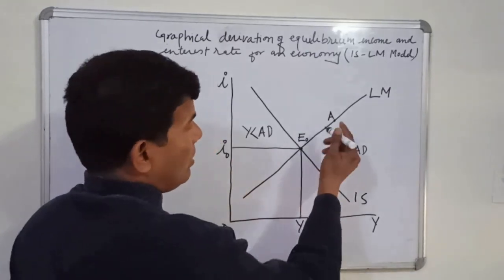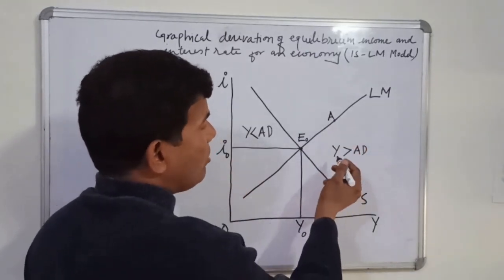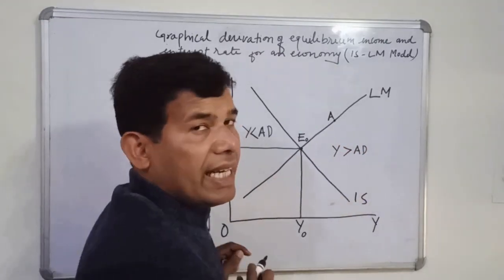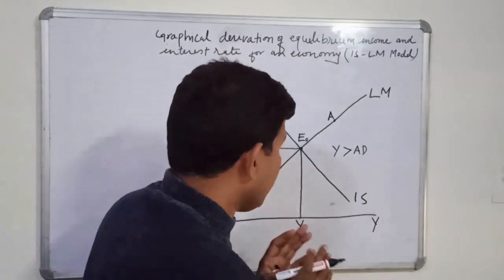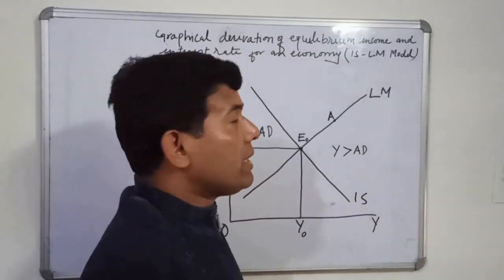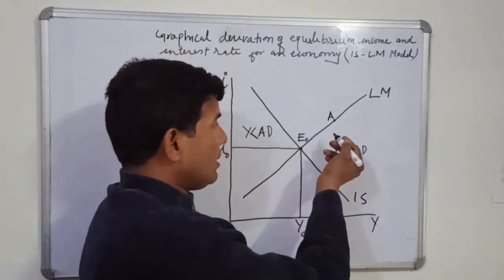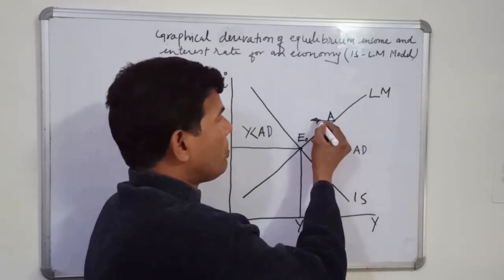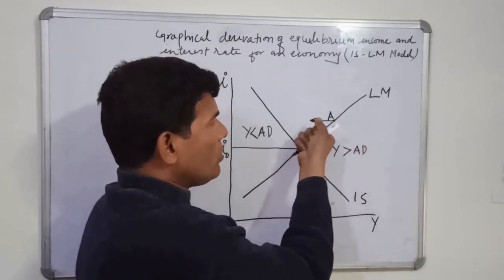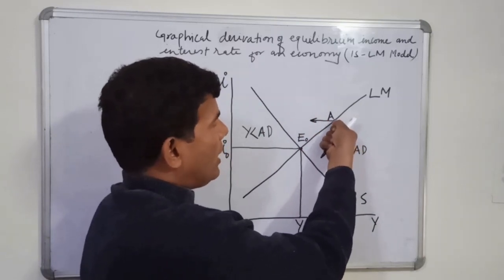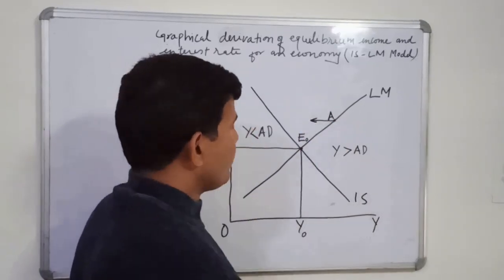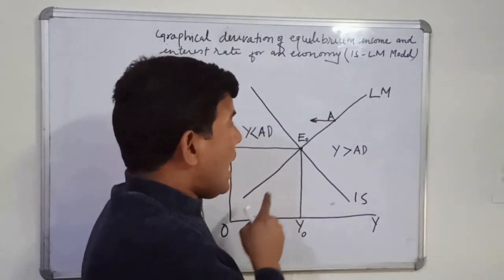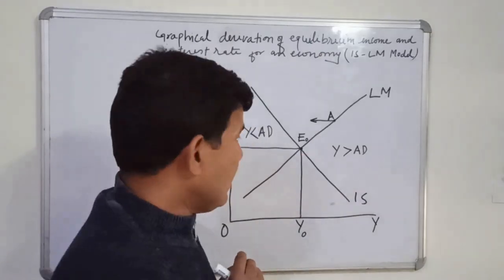right? So same thing happens here, that at point A you have got what? You have got output being greater than aggregate demand. So goods market is not in equilibrium, right? What will happen then? Output will fall, right? Output will fall. So there would be a force which will pull this point A to the left hand side, right? Okay, towards the y-axis.